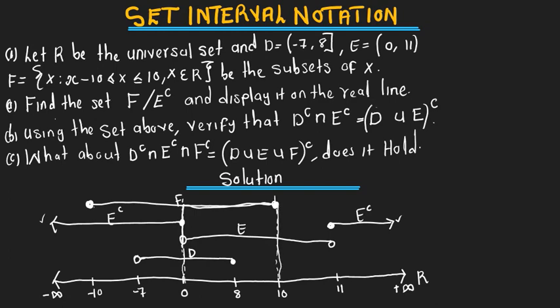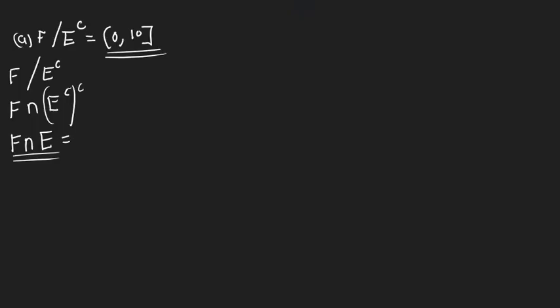Okay? But notice that we want to find the intersection of F and E. 0 is part of F, but it is not part of set E because there's an open circle. Henceforth, we are going to put these brackets. But 10 is part of E. It is also part of F. Henceforth, we'll put these brackets. So you can also solve it the same way. It is going to give you the answer. We go to the second question.